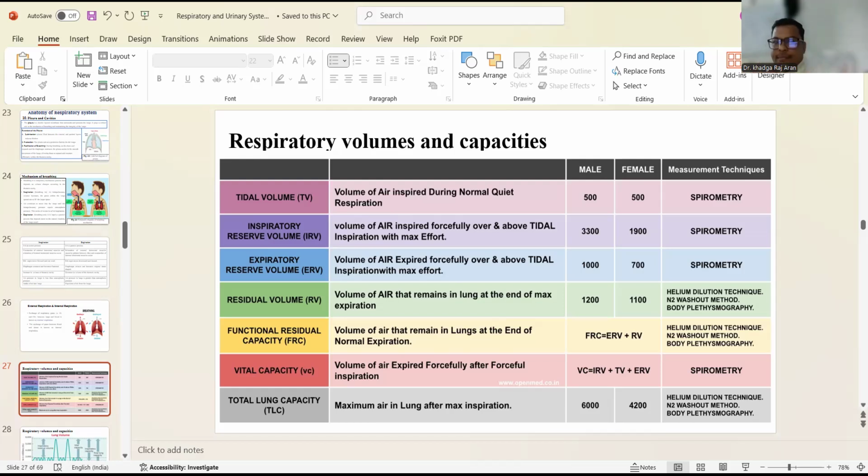Next is the expiratory reserve volume, that we can also calculate with the help of spirometry. It is the volume of air that is expired forcefully over or above the tidal expiration with maximum effort. For example, like this, so this is the expiratory reserve volume. You can see here the bulb is going up. So we can calculate with the help of spirometry the ERV, IRV, and tidal volume.